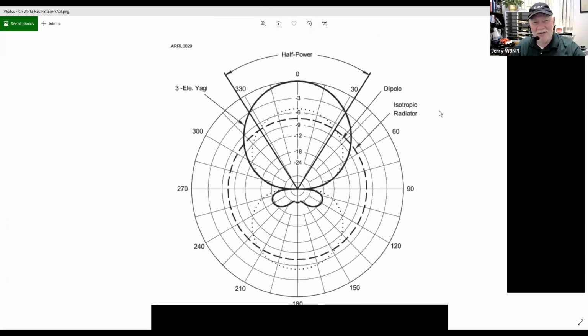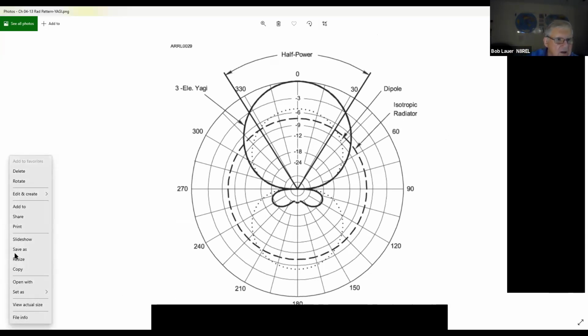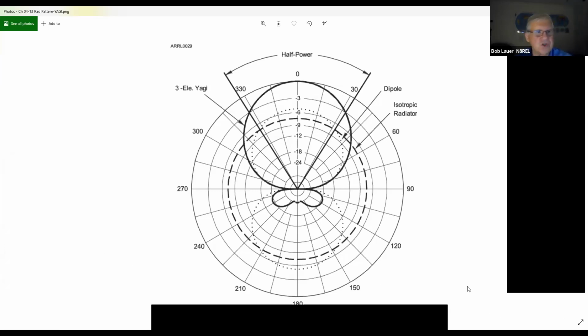All right, Bob has just put up a beam antenna radiation pattern. While we're talking, this is a great time to talk about gain. I was kind of hoping there was a tool here where I could do a little drawing. At any rate, here's the deal.